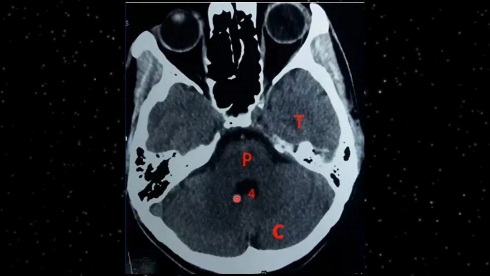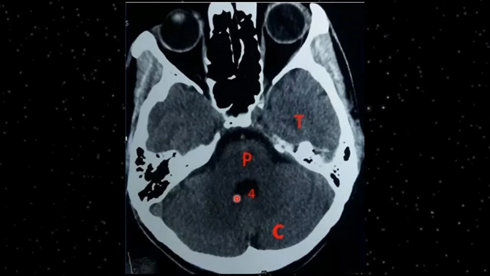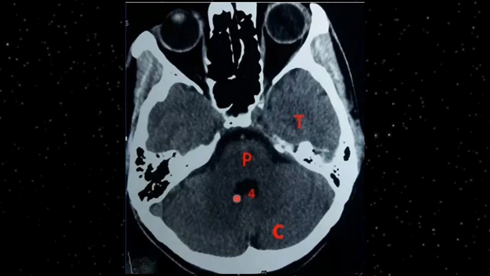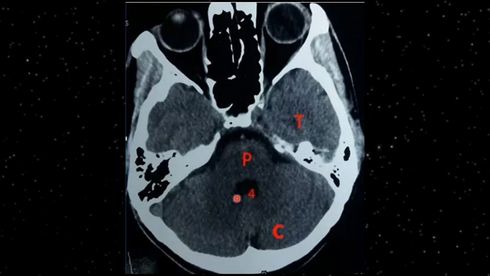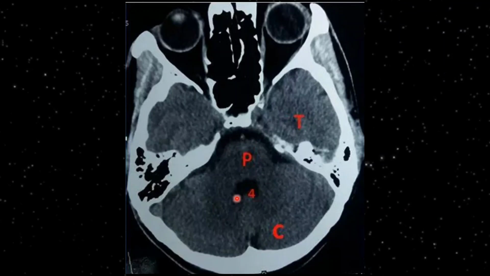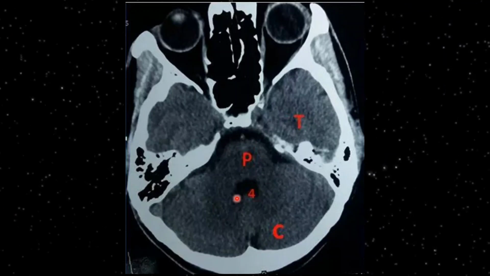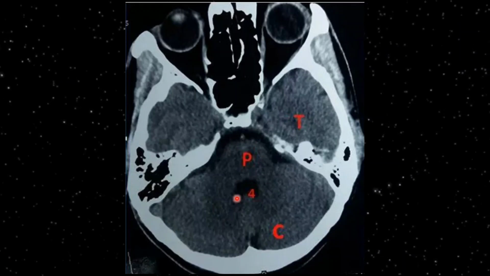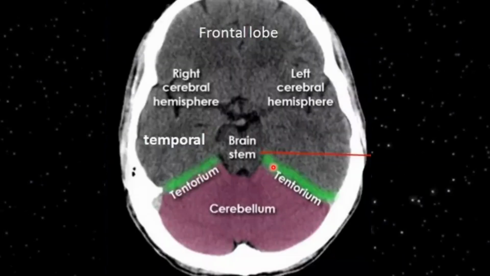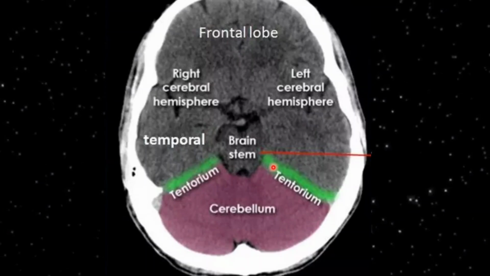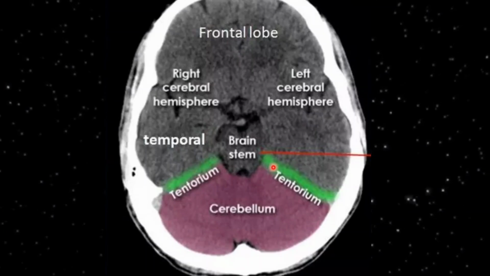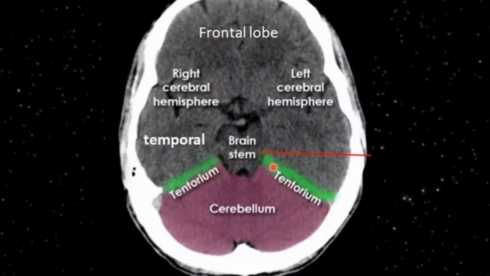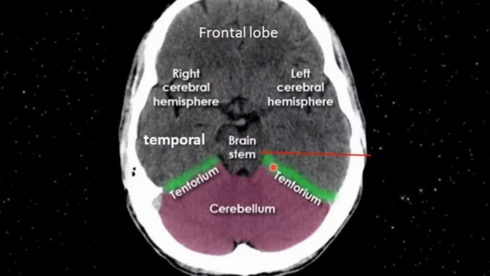So for revision purposes, here you can appreciate the pons and the cerebellum, and in between the cerebellum and the pons there is the fourth ventricle. In this view, you can also appreciate the temporal bone. Just have a look at this image and you can appreciate the cerebellum on the posterior aspect, and then there is the tentorium cerebelli.